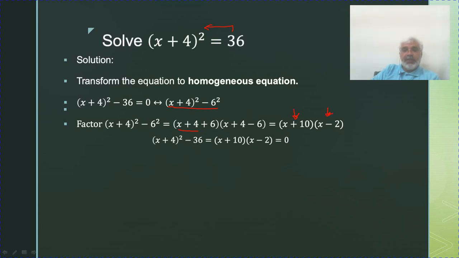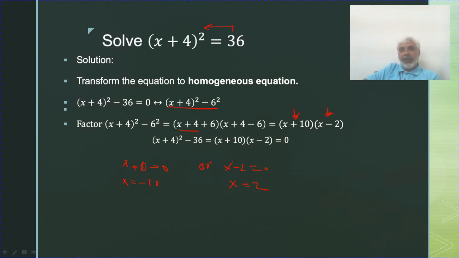So again, (x plus 4) squared minus 36 can be factorized as (x plus 10) times (x minus 2) equals 0. Then again, we'll follow the same approach: either x plus 10 equals 0, then x equals minus 10, or x minus 2 equals 0, then x equals 2. The solution set is minus 10 and 2. This is the first approach.